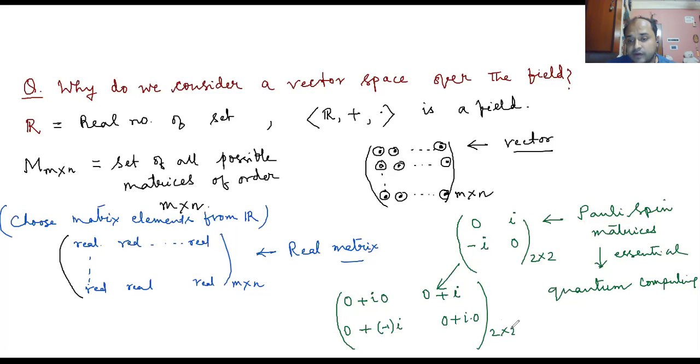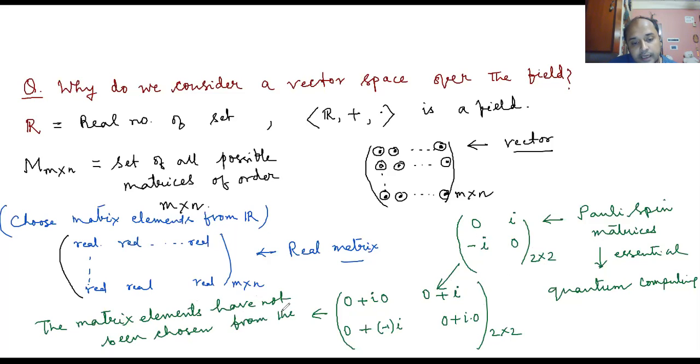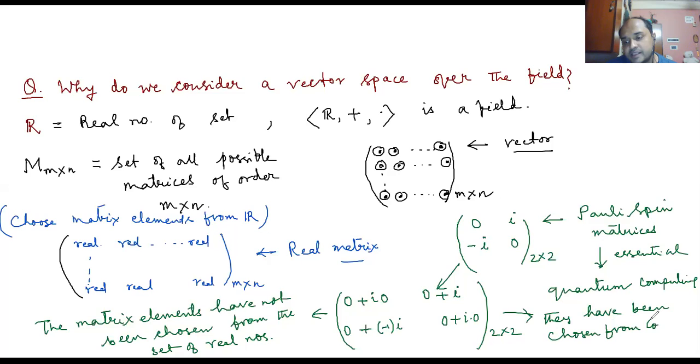You have considered a 2x2 matrix over here, where the matrix elements have not been chosen from the set of real numbers. Rather, they have been chosen from the complex number set. Although we know that real numbers are a special subset of the complex numbers, every real number is a complex number, because every real number a belonging to R can be expressed in the form a + i0. So although we know this, still I can consider that all these matrix elements are complex numbers.